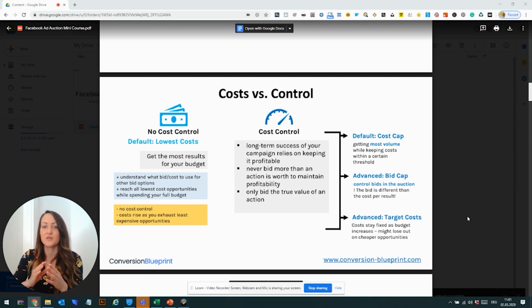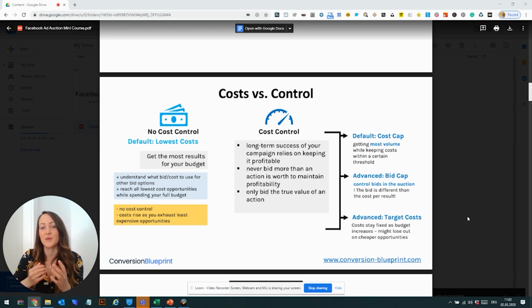For the cost control, you have different options. You can set a cost cap. So you want to get the most volume in conversions or desired actions while keeping your cost within a certain threshold. The other strategy is you can set target costs. This is good if you need to calculate costs, if you need to have them fixed. So when you set a target cost, then your costs stay fixed even when your budget increases. The downside of that is that you might lose out on cheaper opportunities.